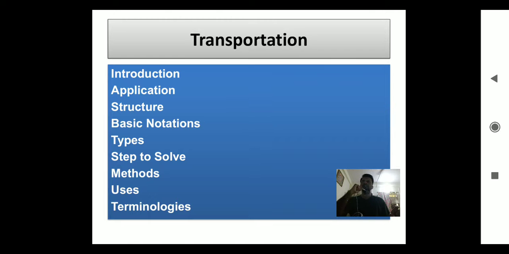application of the transportation problem, structure of the transportation problem, some basic notations that are used to apply the formulas, types of transportation problem by which we can solve the problem, steps on how to solve the problem, how to get the initial method and optimum method, then methods, its uses and terminologies, where it is actually used, and some terminologies which are used to solve the problems.